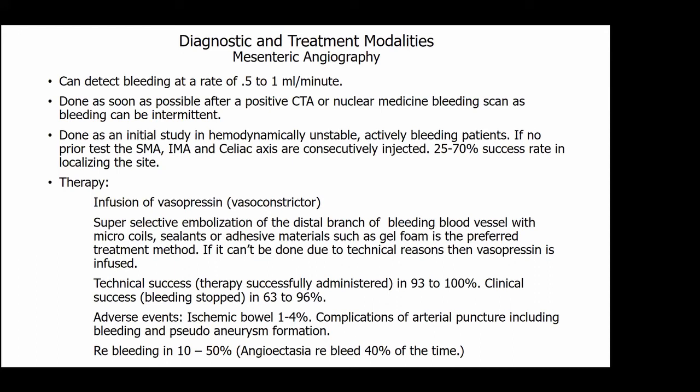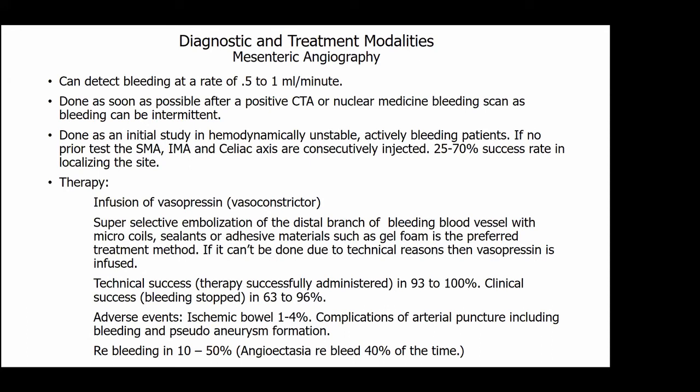Now, the technical success of angiography, in other words, the chance of successfully being able to administer therapy, is 93 to 100%. Clinical success, in other words, actually working to stop the bleeding, is 63 to 96% of the time. However, it is unfortunately associated with some adverse events. You can get ischemic bowel 1 to 4% of the time, and you can get complications of the arterial puncture, including bleeding and pseudoaneurysm formation.